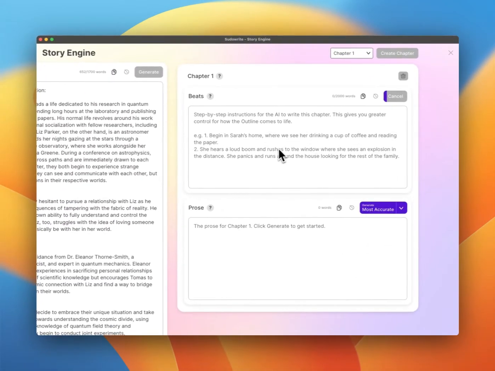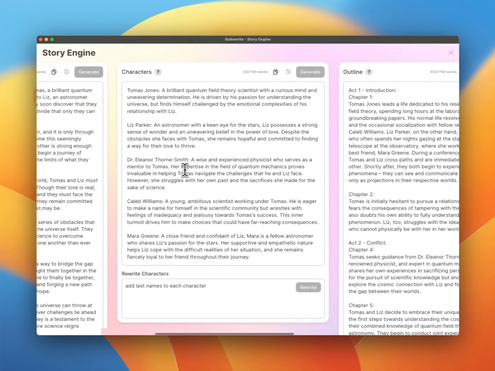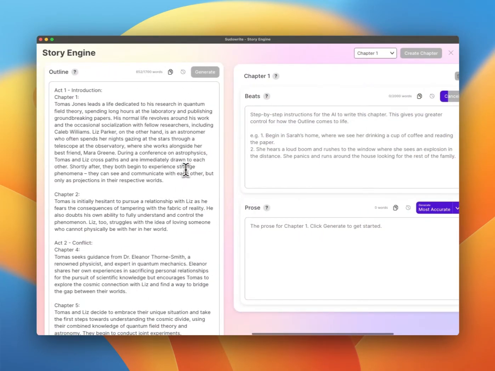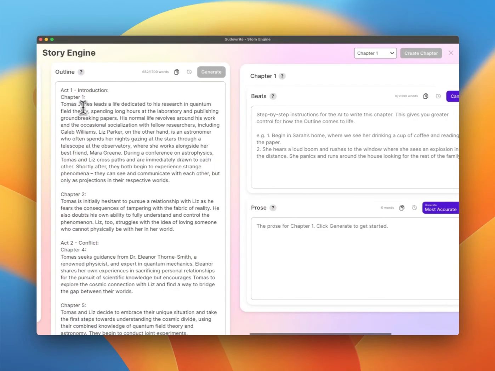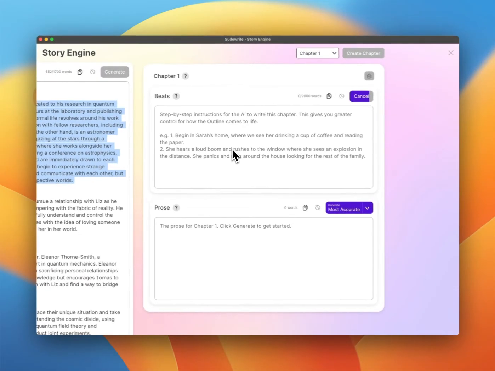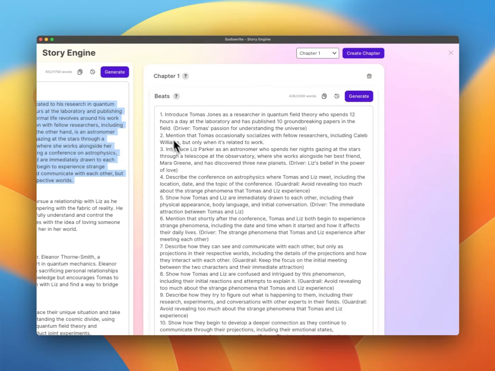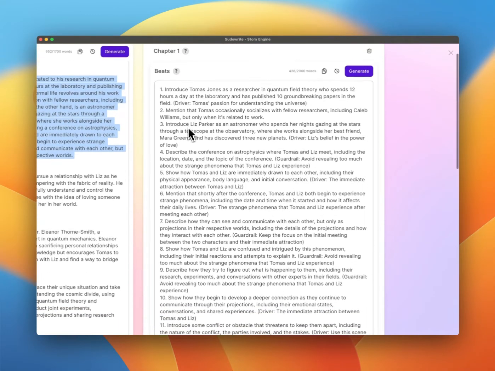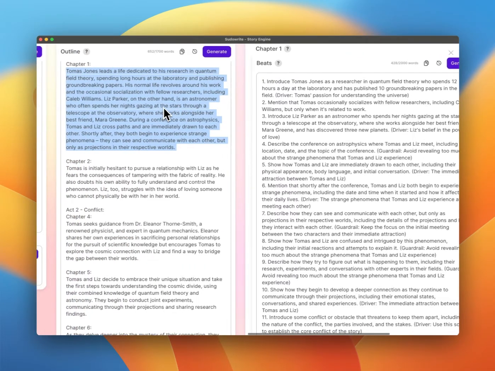So what this is doing is it's analyzing the outline as well as all the other boxes to the left of this. Does a lot of different chains of language models together to figure out what are some compelling beats that would hit the plot points within chapter 1. So as you can see, it generated 12 different beats. And if you read them through, you can see how they match up to what is happening in this chapter.